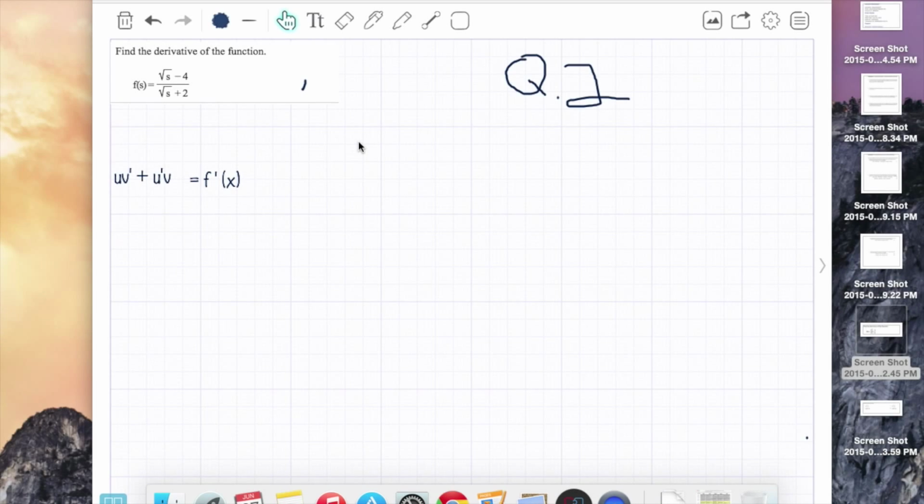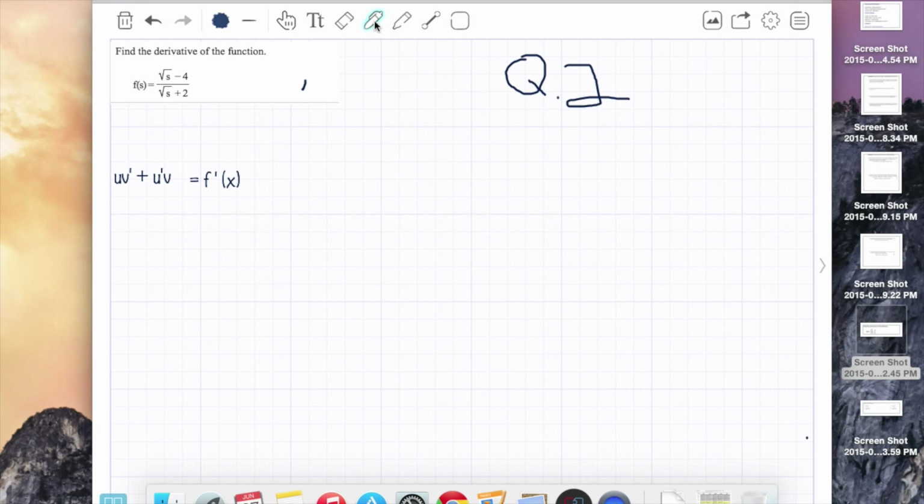The question is asking, find the derivative of the function f of x, where f is the square root of s minus 4 over the square root of s plus 2. So this is question 2, if I didn't already say that. We are going to use the product rule in order to solve this problem.